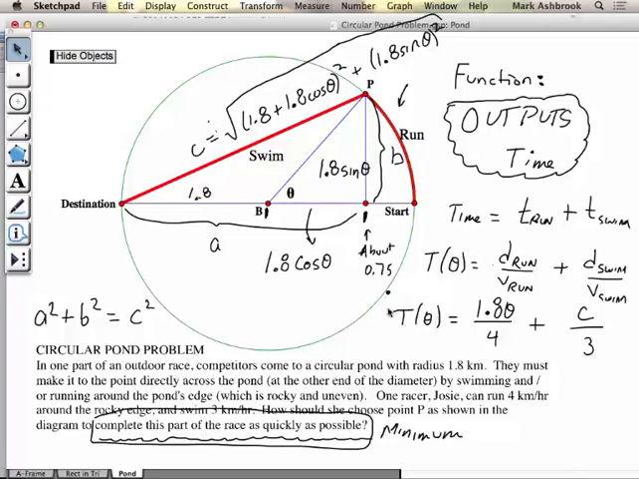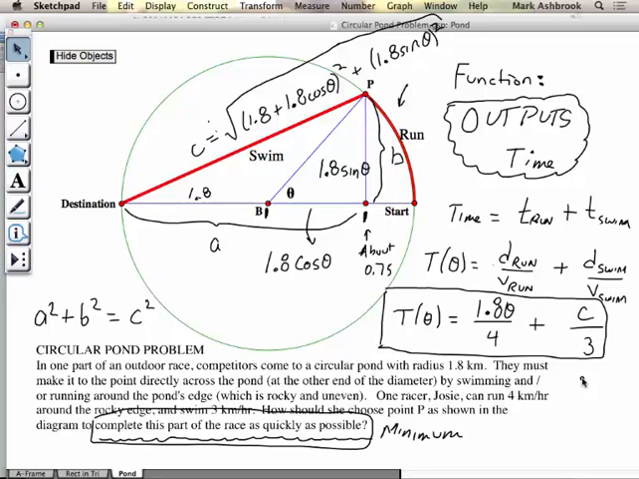Okay, so that would be it. That's the time, given the angle that she picks and the point. So given the point that she picks and the corresponding angle, this would calculate the time. So you'd have to take this formula here, the C formula, and put it right there. And now we've got that formula entirely as a function of theta.